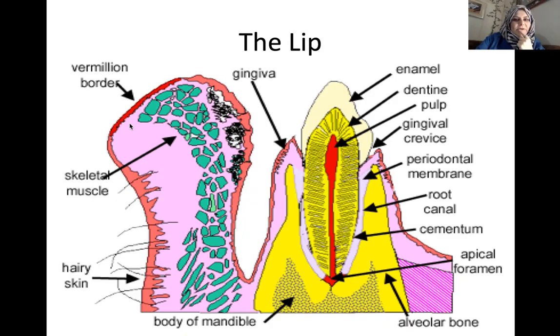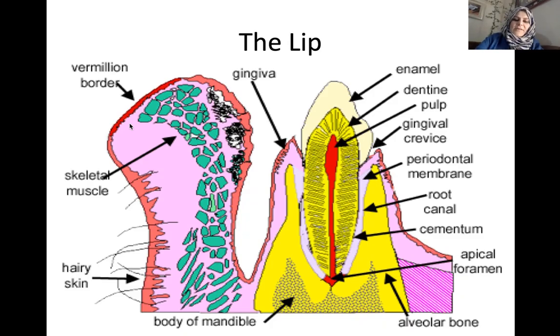Why does it appear red? Because the junction between the epidermis and the dermis below it is very thin, and the junction, the rete apparatus, between the two layers is very close, filled with capillary loops. So these capillary loops and the thinness are responsible for the red appearance of the vermilion border.